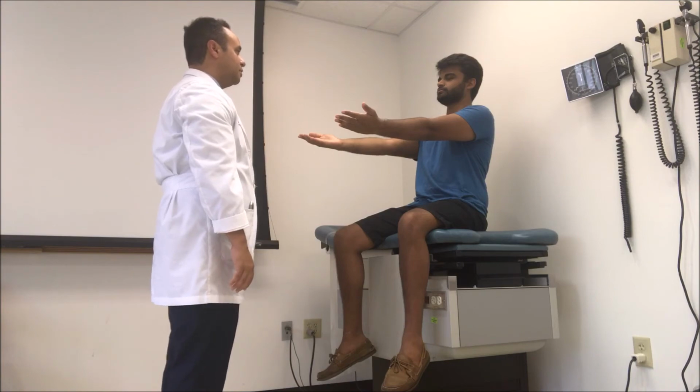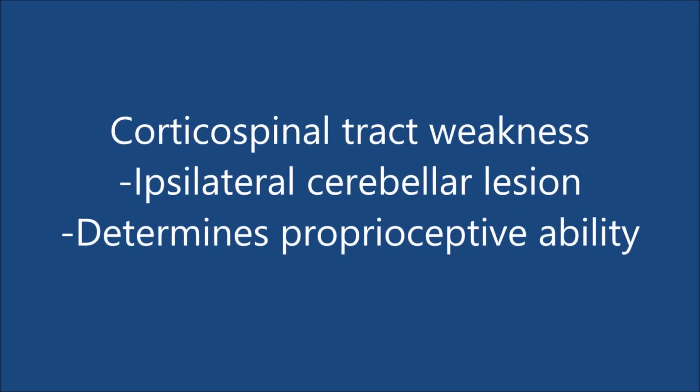Now, what's being tested here is that pronator drift is a subtle sign of weakness in the corticospinal tract. It's actually very useful for neurologists. It may also indicate an ipsilateral cerebellar lesion, and closing the eyes accentuates the effect because the body must rely on proprioception.